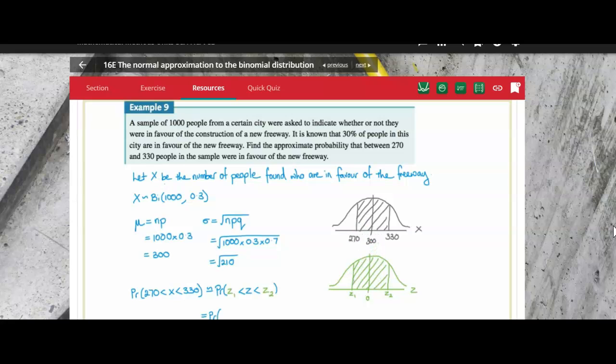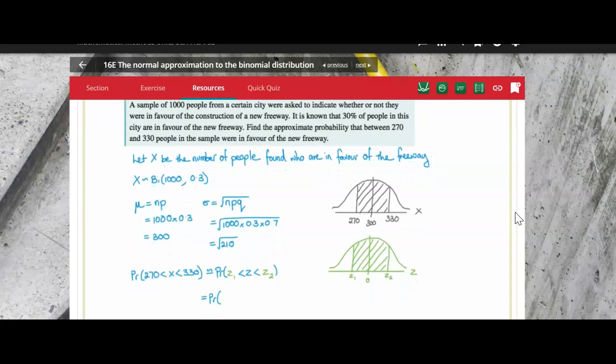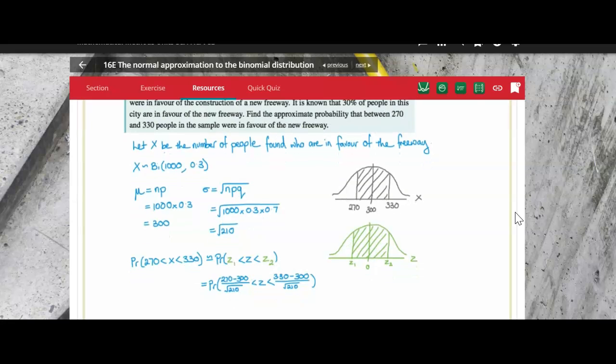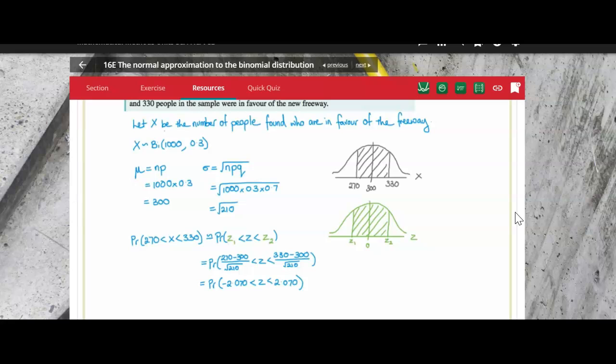So to find the values of z1 and z2, we're going to use the z-score formula, where our z value is equal to x minus the mean over the standard deviation. And for the other side, the value of the unknown over here will be its corresponding x value, which is 330, minus the mean over the standard deviation. When you work that one through, you can see that z has to be between negative 2.070 and 2.070.